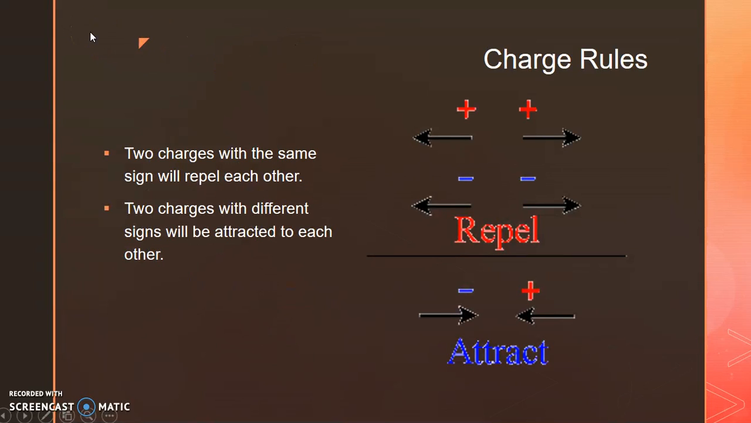Here are the charge rules. Two charges with the same sign will repel each other, and two charges with different signs will be attracted to each other. So two positives will repel, and two negatives will repel. But if you have a negative and a positive, they're always attracted to each other. I always remember this by the simple rule: opposites attract.